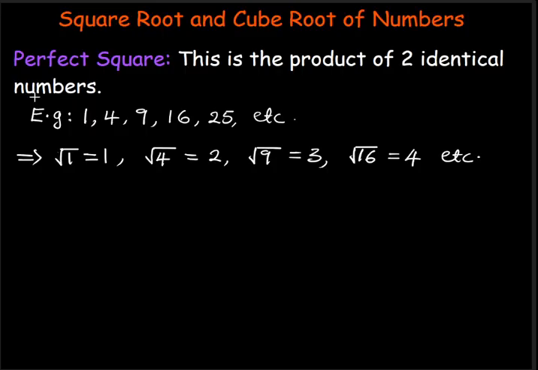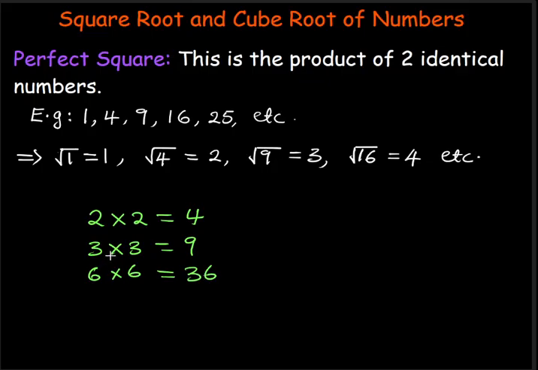So, a perfect square is a product of two identical numbers. Remember, product is the result of multiplication. So what we are saying here is that if we have 2 times 2, the result is what? 4. If we have 3 times 3, the result is what? 9. If we have 6 times 6, the result is what? 36. So the product of two identical numbers gives us what we call perfect squares.